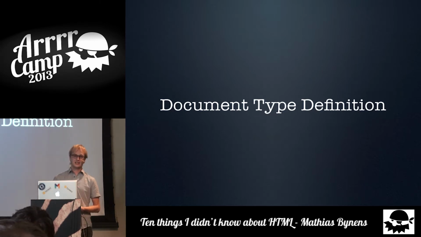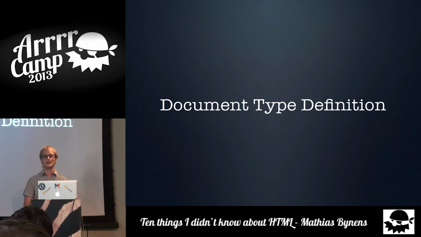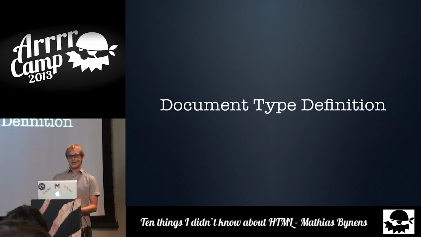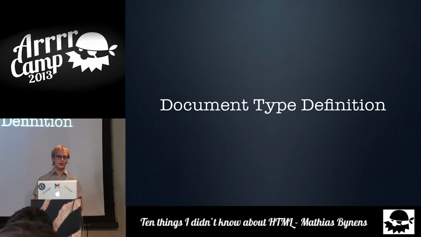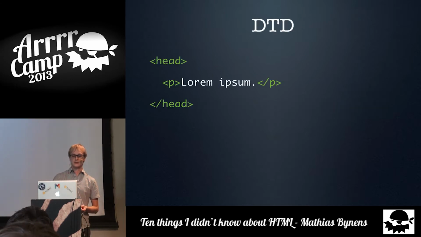A DTD is basically a file that lists all the elements that are allowed in a given language. And then for each element, it also lists all the attributes that it accepts and where in the document it's allowed. So there's a DTD for HTML4, there's a separate DTD for XHTML1, and so on. You get the idea. So a DTD-based validator would be able to tell us that this is not valid HTML, for example, because it would know that a P element is not allowed in the head.